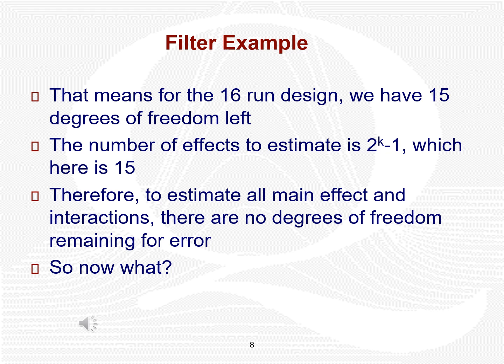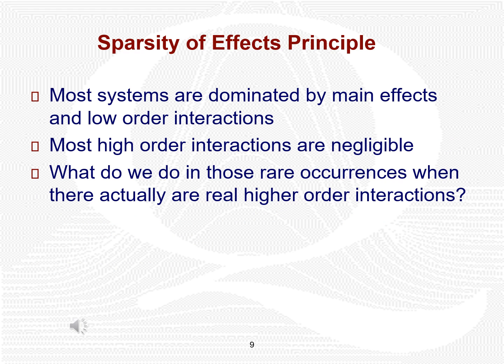Now what? The sparsity of effects principle implies that most systems are dominated by low order terms. In our case, that means main effects and two-way interactions. This is not an indication that we can only study main effects and two-way interactions, because there may be some instances where a higher order interaction is real. So we need a tool to indicate which of these terms are most likely real.